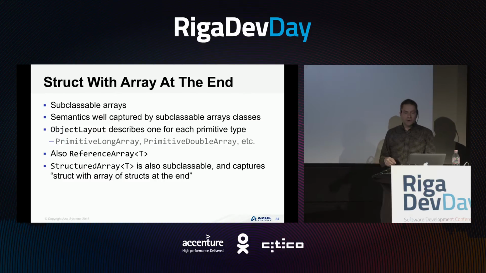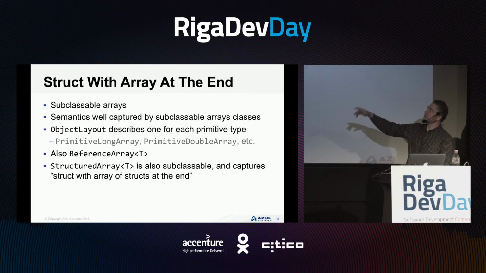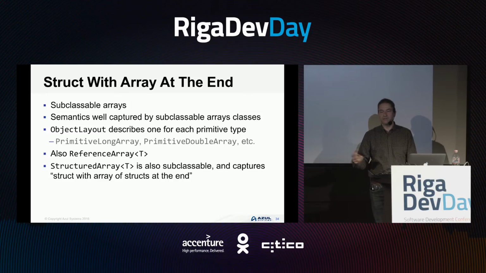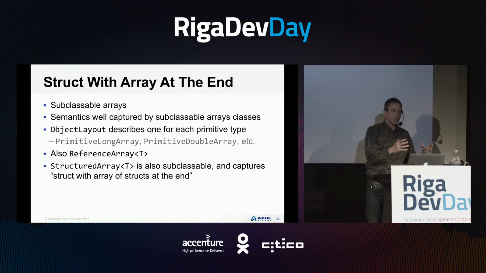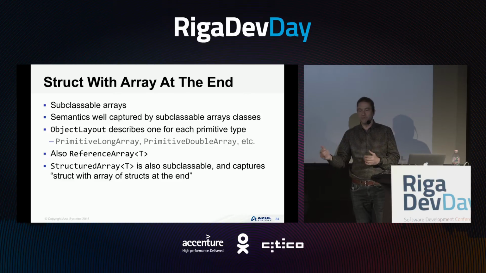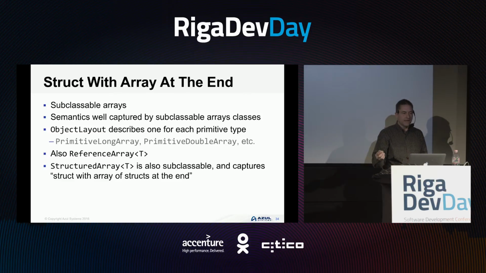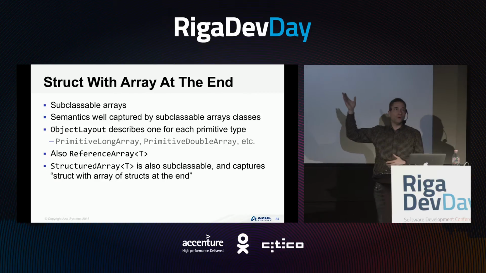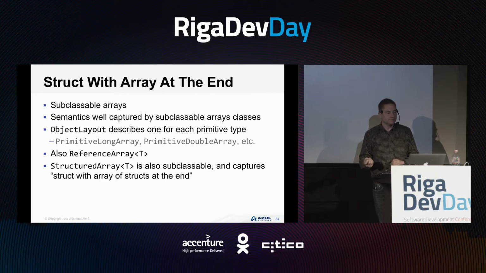Struct with an array at the end. This is essentially a subclassable array. Semantics are well captured in terms of subclassable arrays already. What we do here is we basically create a specific type based on each primitive. So there's a primitive long array, a primitive double array, and so on. And there's also a reference array, so if you want objects rather than primitive types, you can do that.